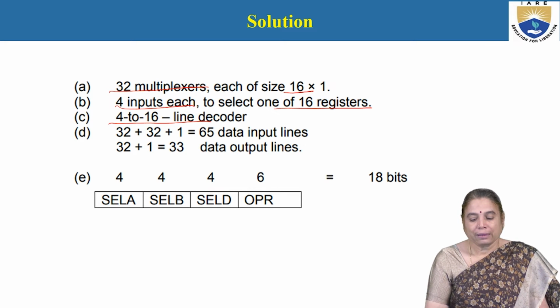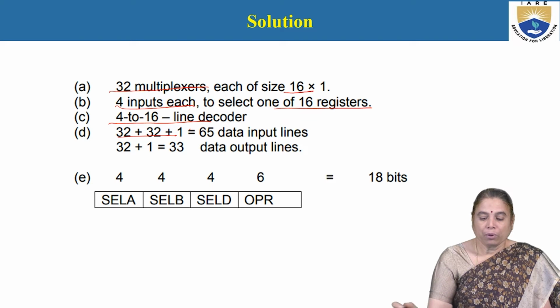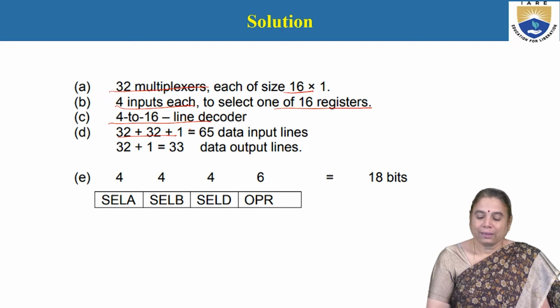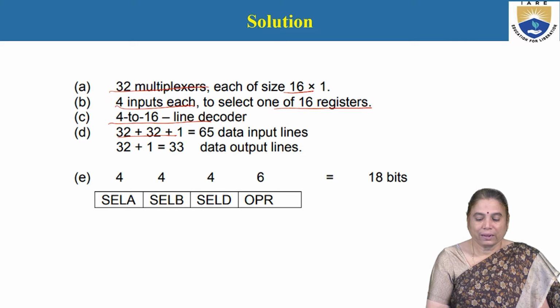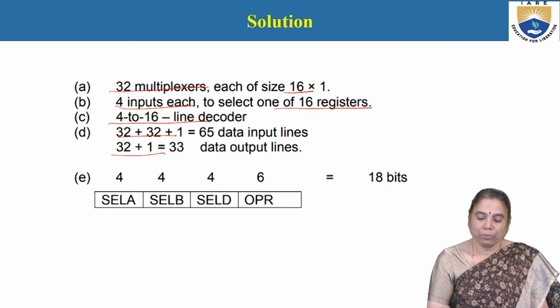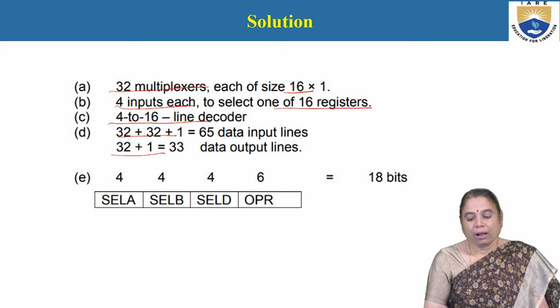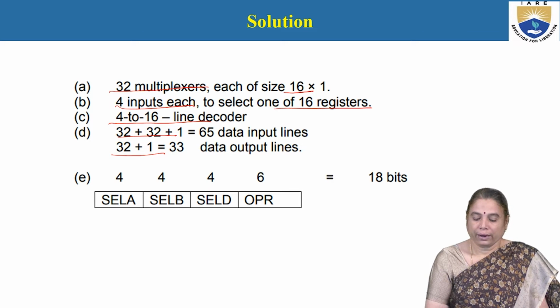And what is the size of the data input lines? It is 32 plus 32 and 1 for the selection of the decoder. So 32 plus 32 plus 1, 65 data input lines are required. And for the data output lines, 32 for carrying the data plus 1 line for the carry. So 33 data output lines are required.